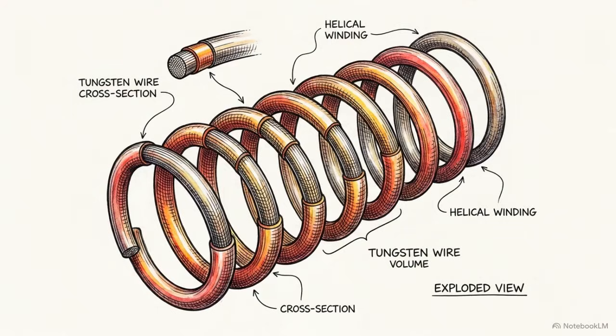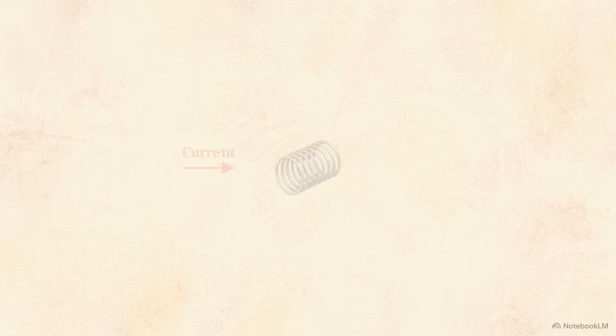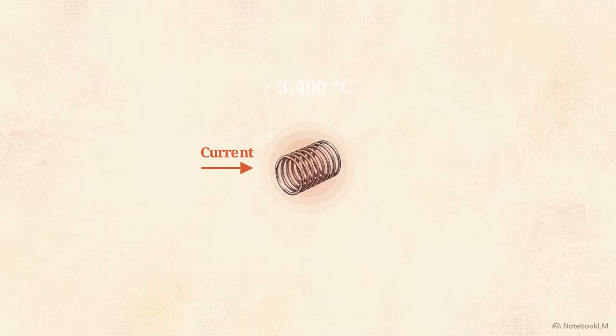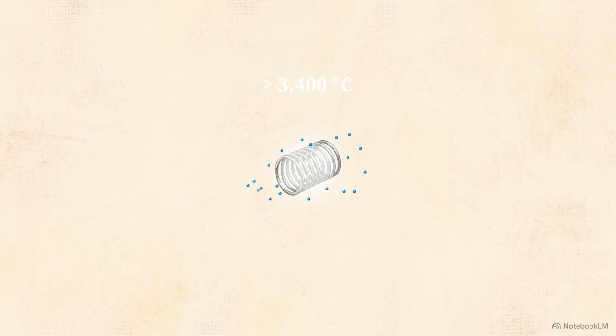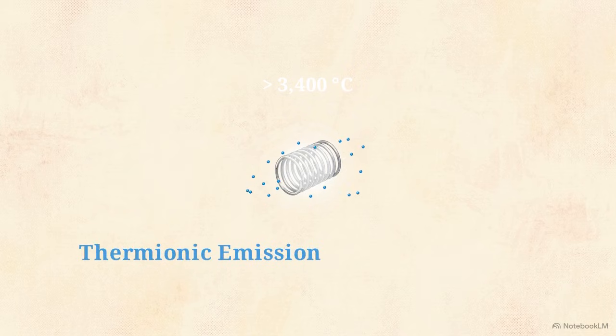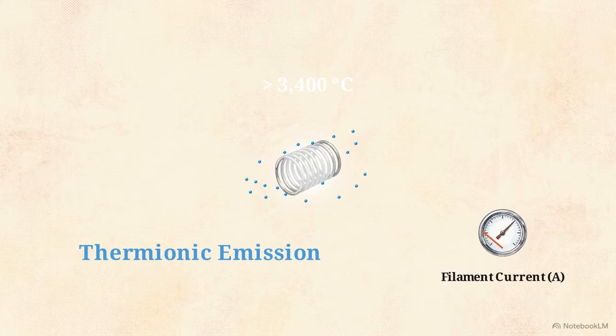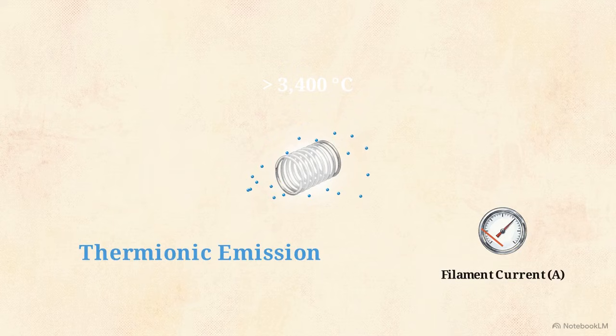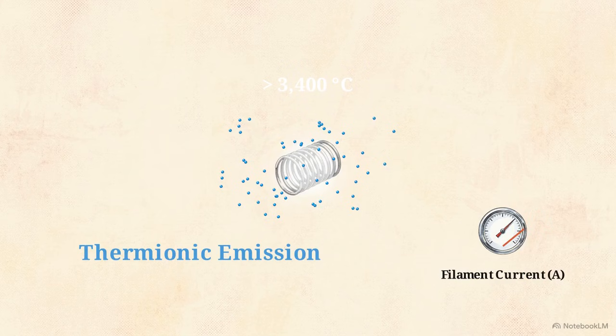The electron's journey begins at the cathode. A current passes through a thin tungsten filament, heating it to over 3,400 degrees Celsius. This imparts enough thermal energy to overcome the binding energy of the tungsten atoms, causing a cloud of electrons to boil off into the surrounding vacuum. This is thermionic emission. The filament current, measured in amperes, is the sole variable dictating the total number of electrons released into this cloud. Increase the current, and the cloud grows denser.